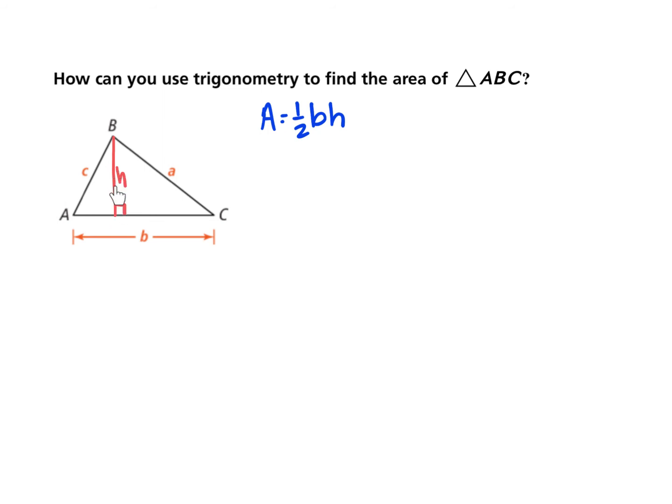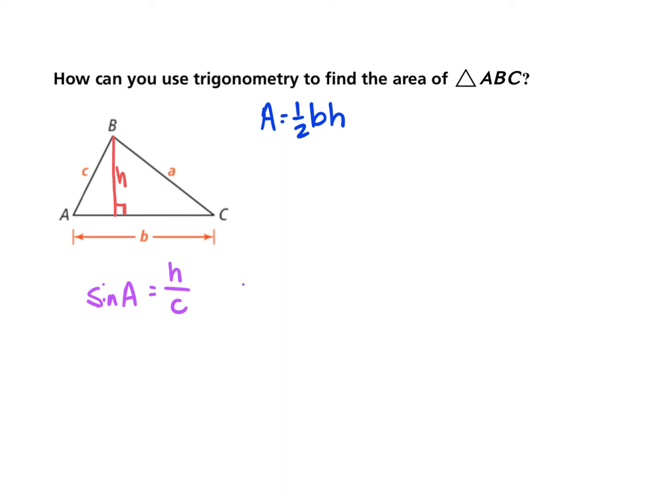Because this H right here is a side of a couple different right triangles now in my picture. This right triangle and also this right triangle here. So if I look at this angle and this right triangle, I would be able to say that the sine of angle A would be equal to H over C, and that's just using the idea of SOHCAHTOA, right?